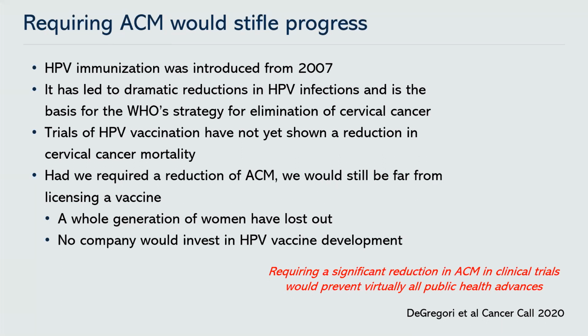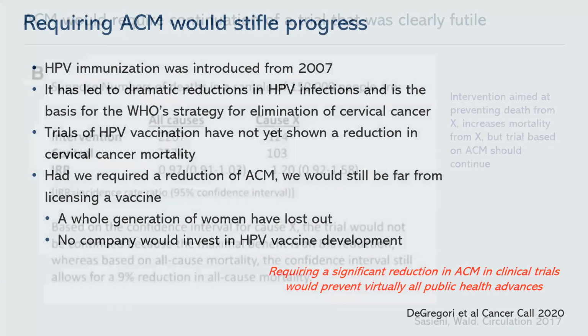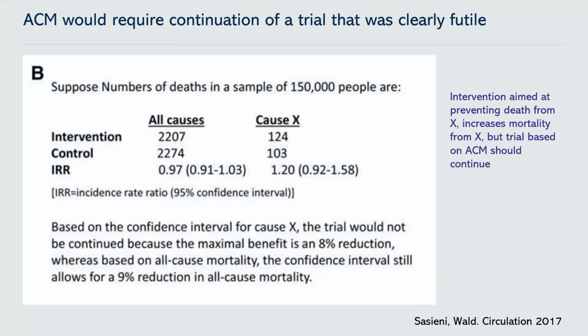I think that requiring a significant reduction in all-cause mortality in clinical trials would prevent virtually all public health advances, and it would be a retrograde step. The other argument that I posed with Nick Ward is that there may be interventions aimed at preventing death from X that increase mortality from another cause Y. So in this case, if you take the argument of all-cause mortality to its logical conclusion, you would have to continue a study even when it's clear that it's futile.